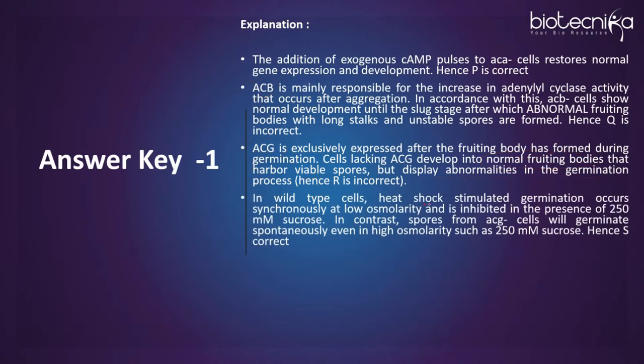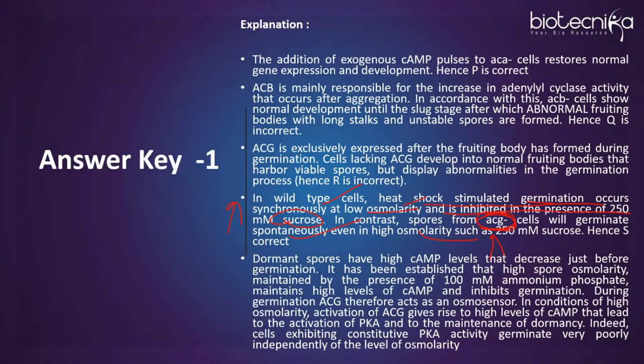In wild type cells, heat shock stimulated germination occurs synchronously at low osmolarity and is inhibited in the presence of high osmolarity. In contrast, spores from ACG minus cells, like wild type means what? If you provide heat shock stimulated germination, then at low osmolarity it will happen, but at high osmolarity it will be inhibited. But ACG minus cells can even germinate spontaneously in high osmolarity, because they cannot sense the condition for germination. Dormant spores have high cAMP just before it has been established. So with this only you should be able to solve.